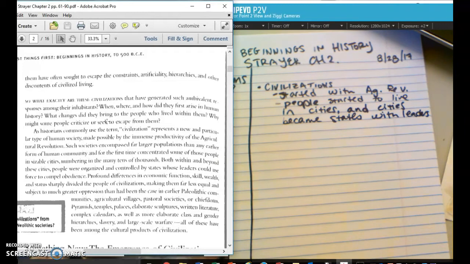Okay, so we've got leaders with states. The leaders with states had people used force to compel obedience. Profound differences in economic function, skill, wealth, and status sharply divided people of the civilizations, making them less equal and subject to greater oppression.